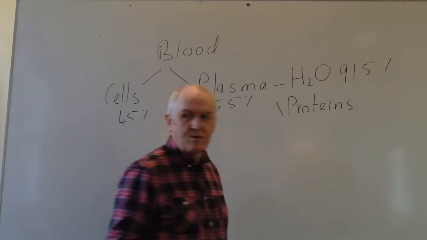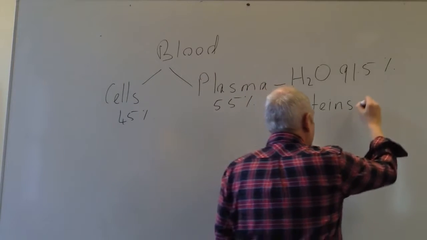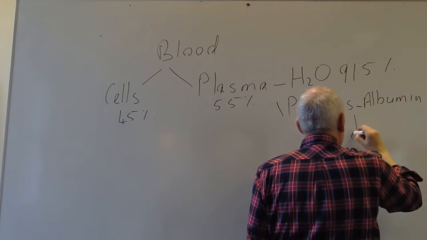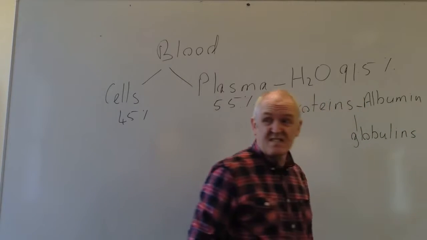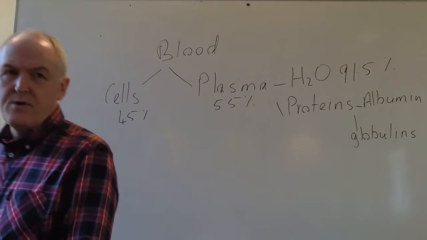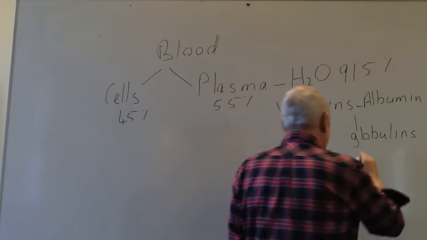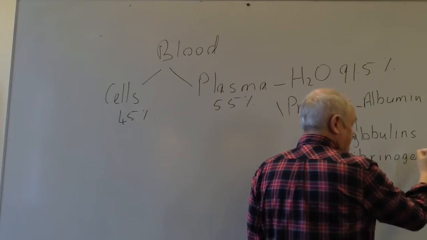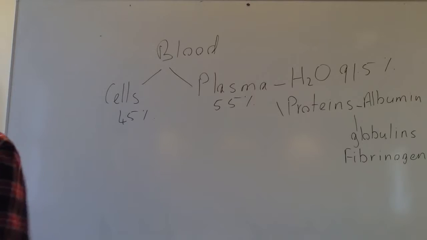So there are plasma proteins. And you might remember there's albumin, globulins, because the globulins are the immune proteins, lots of different sorts. There's another protein called fibrinogen. And fibrinogen is one of the clotting proteins. When the blood clots, the fibrinogen is converted to fibrin.